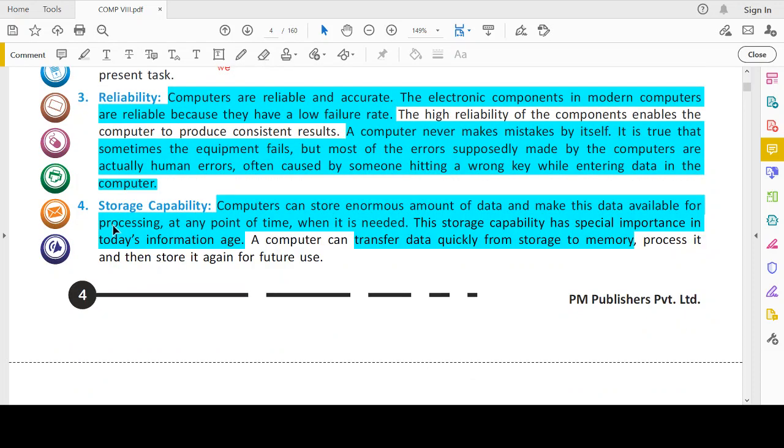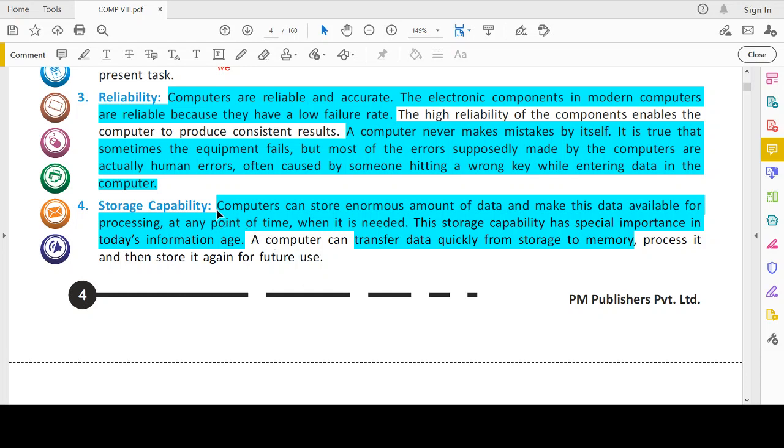So what is the next characteristic? Next characteristic is the storage capability. It can store information. Computers can store enormous amounts of data and make this data available for processing at any point of time when it is needed. This storage capability has special importance in today's information age. A computer can transfer data quickly from storage to memory, process it, and store it again for future use.